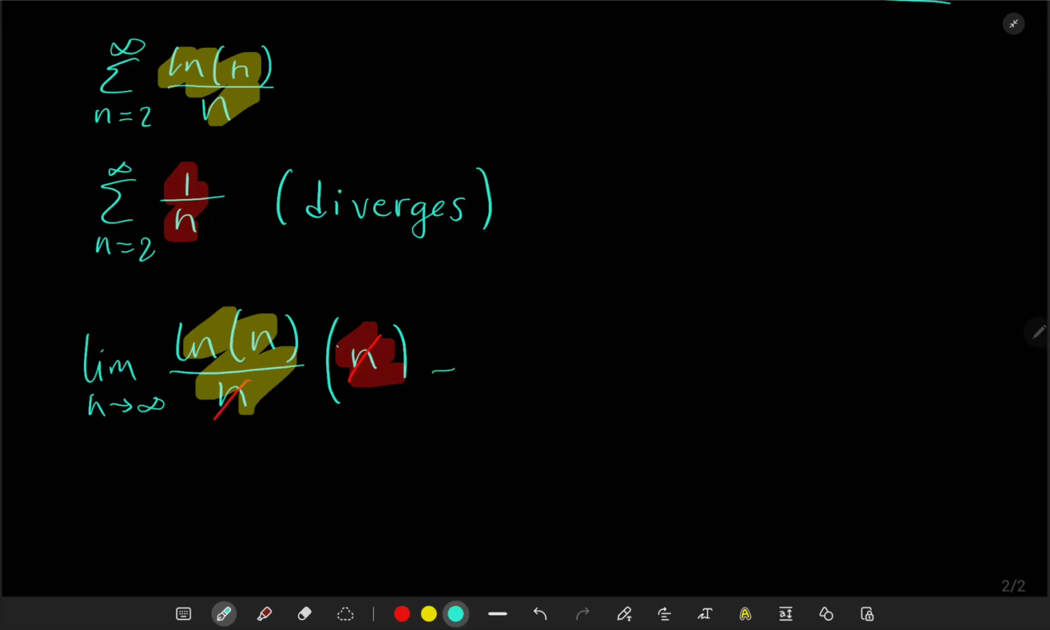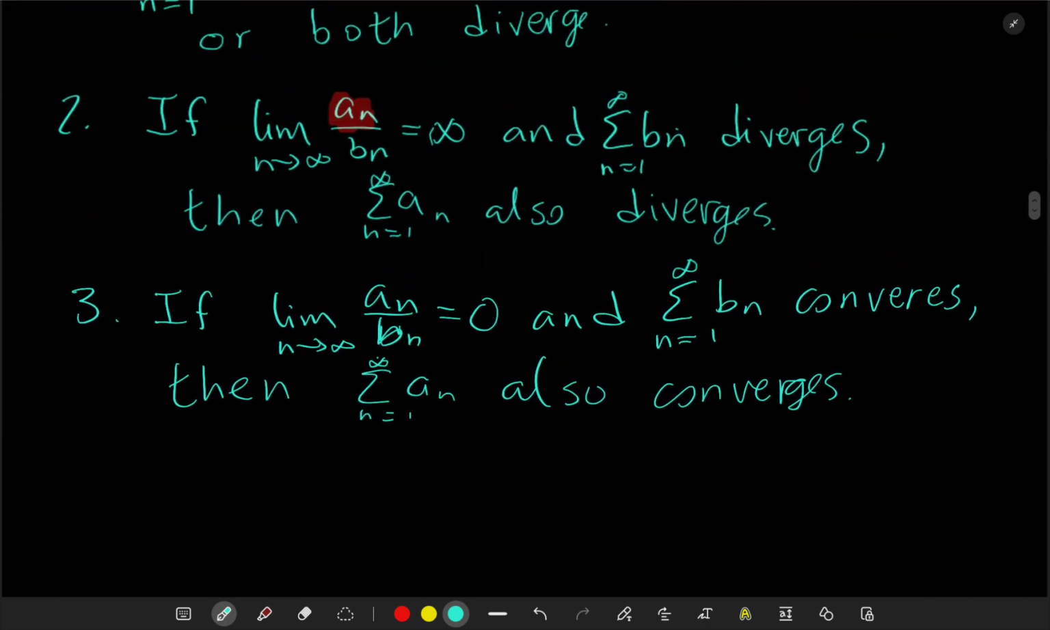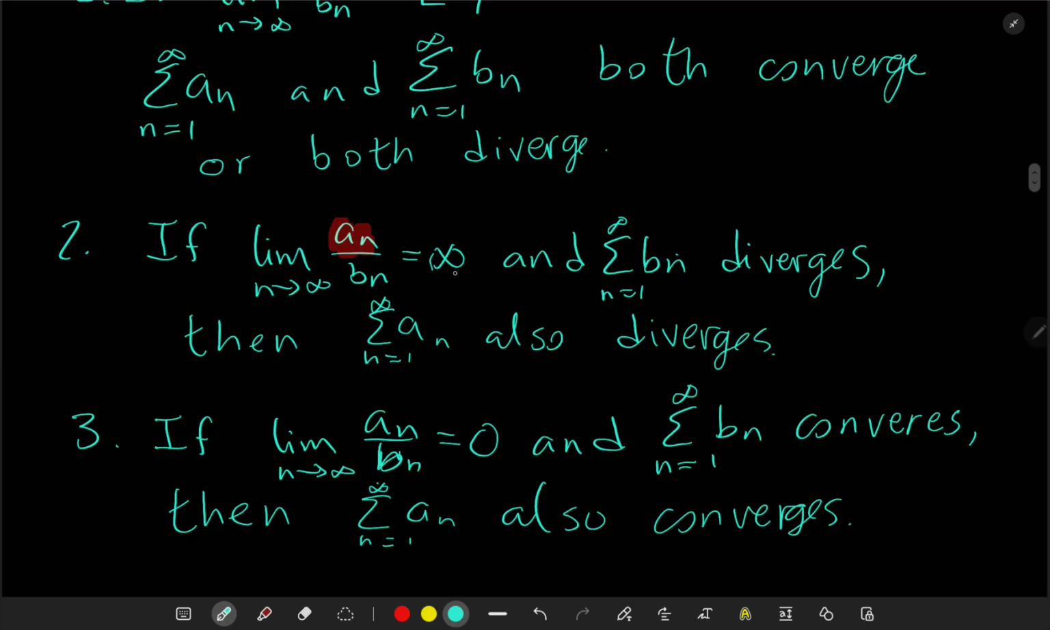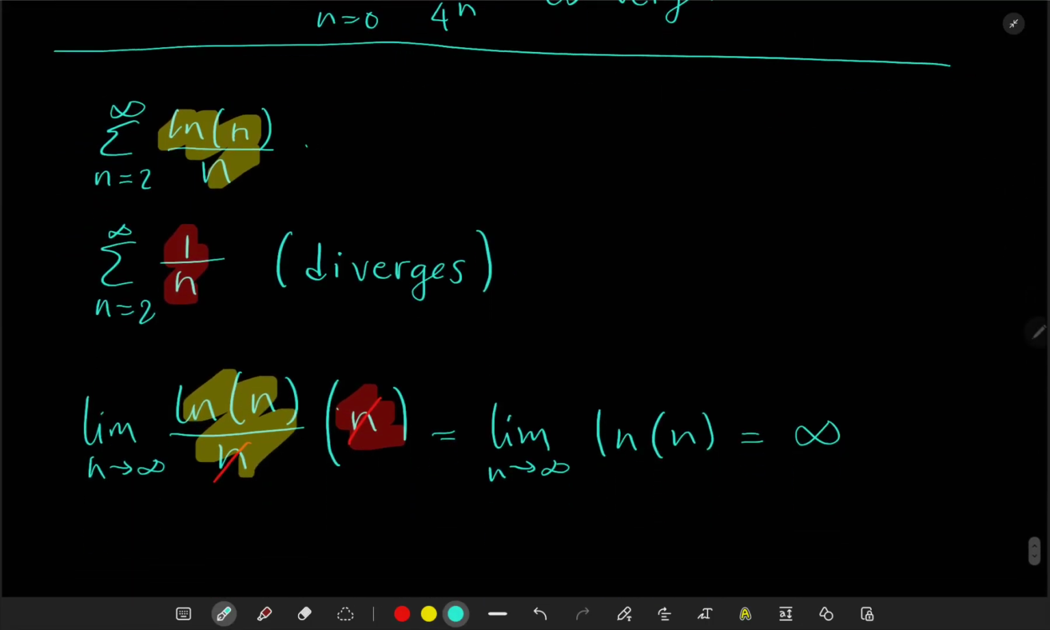So that's going to give you the limit as n goes to infinity of natural log of n, which goes to positive infinity. Now, in some textbooks, they'll tell you that at that point, you don't know. But you do know, because we're in the case where a_n over b_n goes to infinity. Let's identify who is a_n in our example and who is b_n. This is going to be the sum of the a_n's, because that's the one we put in the numerator, and this is going to be the sum of the b_n's.